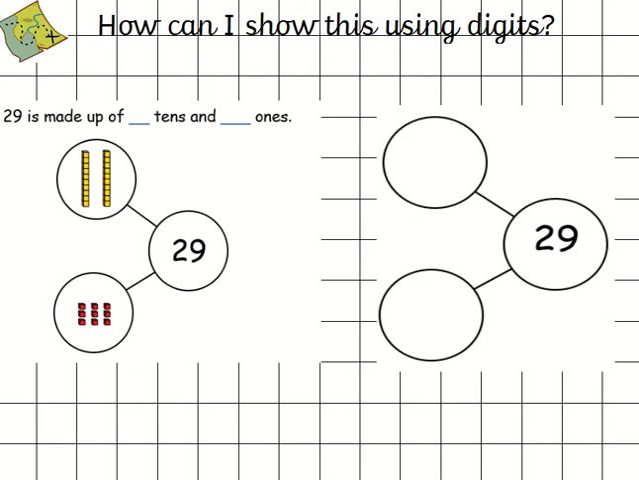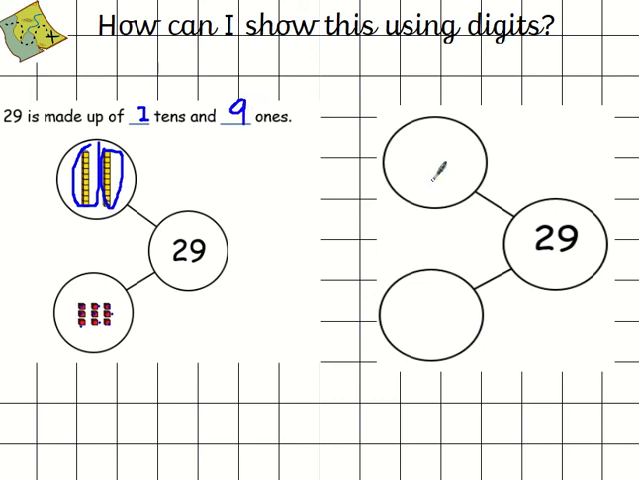So moving on then, as we've seen, we can use Deans and our base 10 to partition the number. I think we can take this even further. 29 is made up of so many tens and so many ones. How many tens have I got? I've got 1 and I've got 2. So altogether I've got 2 tens. How many ones have I got? I've got 1, 2, 3, 4, 5, 6, 7, 8, 9. So I can put my 9 in there.